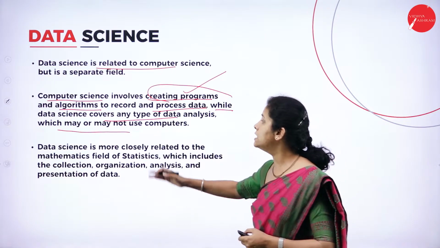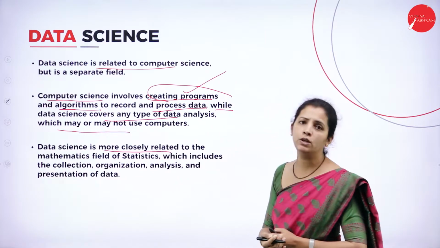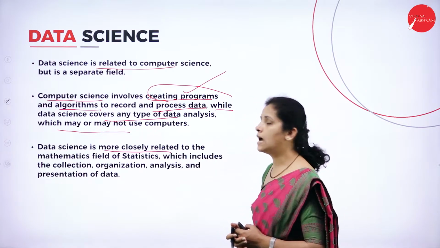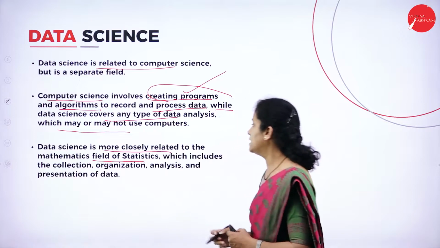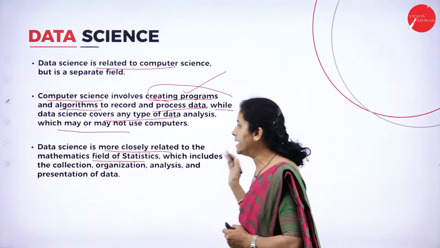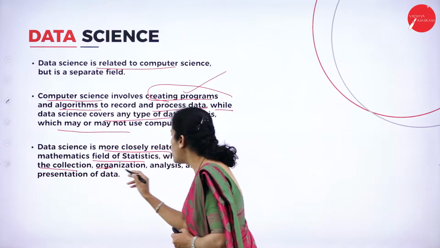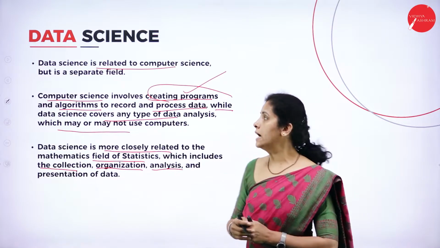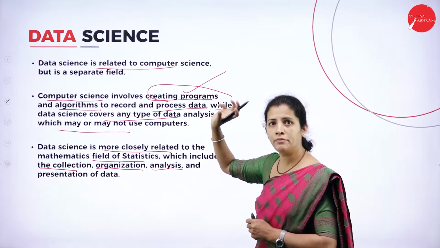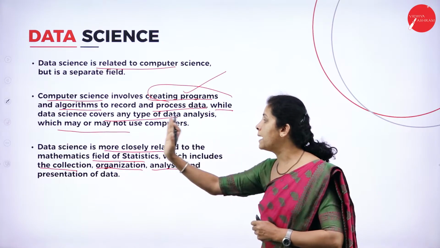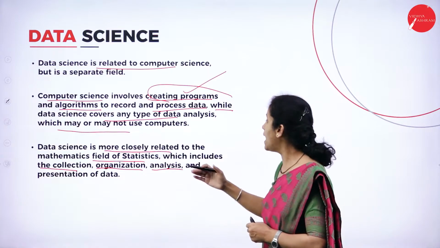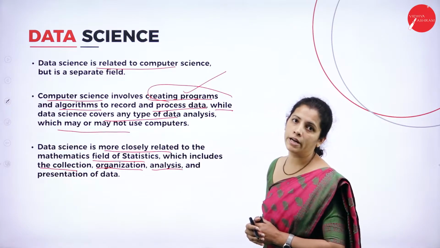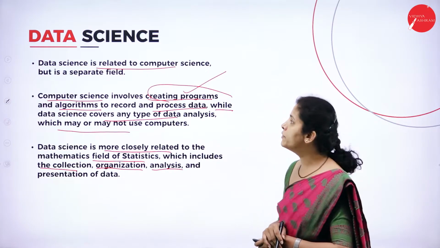Dear student, data science is also closely related to mathematics as well as statistics, which include the collection, organization, analysis as well as presentation of data. That means data science is the field concerned with mathematics and statistics, and it involves collection of data, organization of data, analysis of data as well as presentation of data.